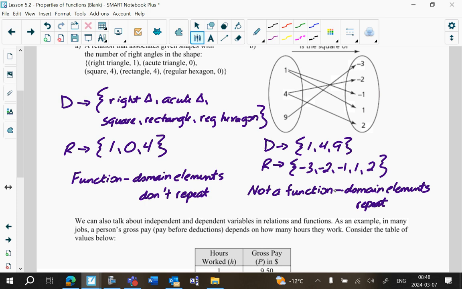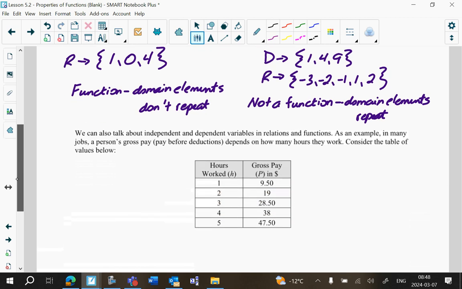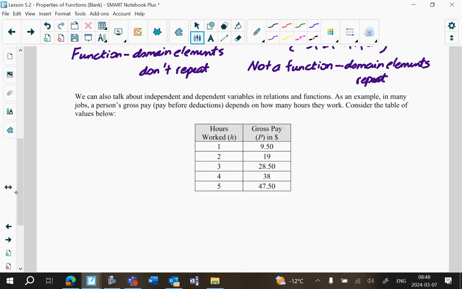Another property of relations and functions that we can talk about, and perhaps you've already seen this in science, is independent and dependent variables. Basically, in math, the domain is the independent variable. The range is the dependent. So in a table like this, this would be our independent, and this would be our dependent. These would be all the domain values. These would be all the range values.